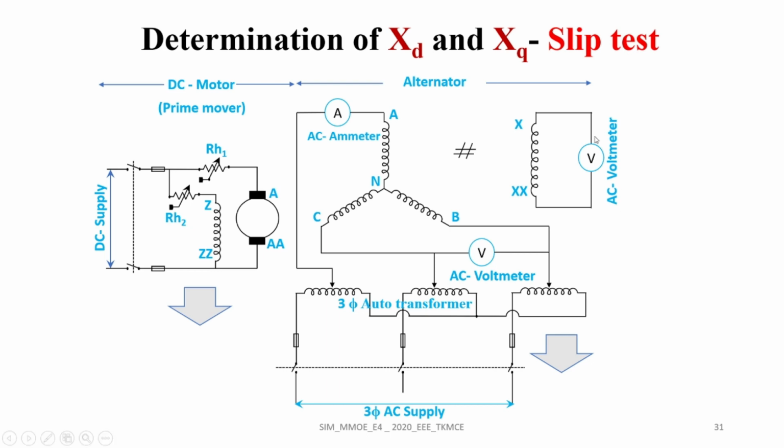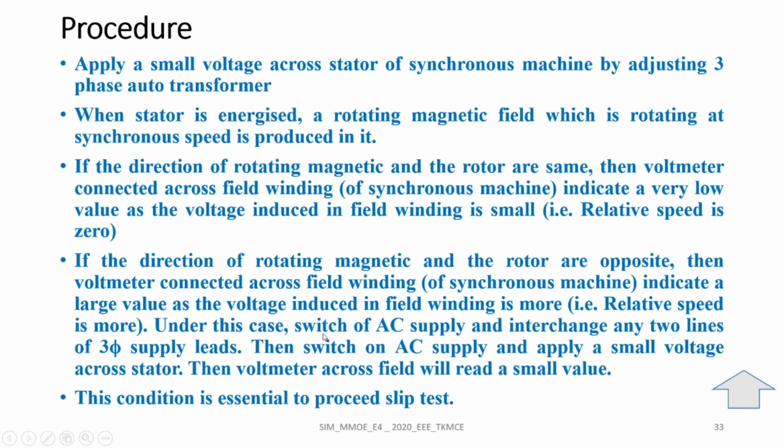If this voltmeter indicates a high value, it indicates that the rotor speed and rotating magnetic field speeds are opposite. In this case, we need to switch off the AC supply and interchange any two lines of the three-phase supply leads. Then switch on the AC supply and apply a small voltage across the stator. Then the voltmeter across the field will read a small value. After ensuring this, we can proceed with the slip test.